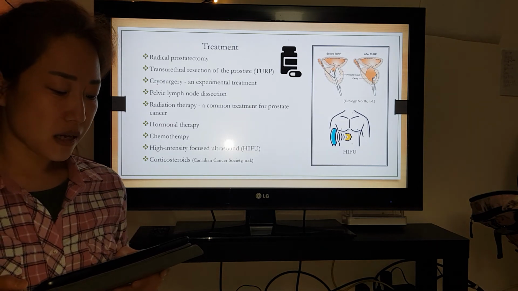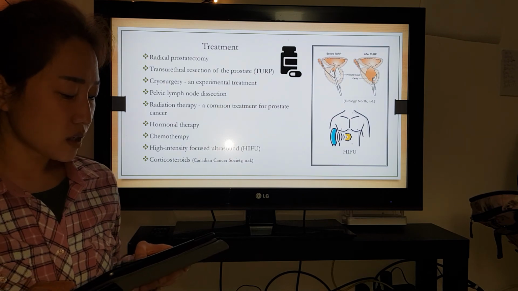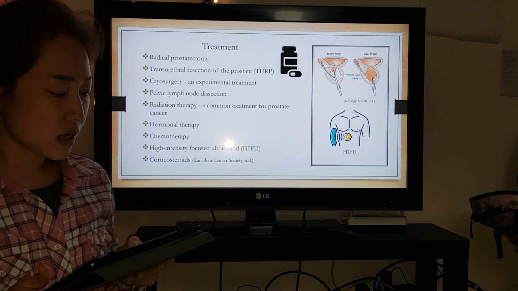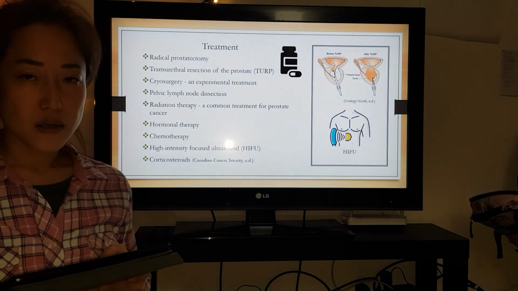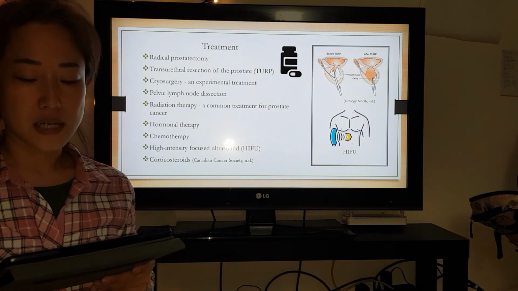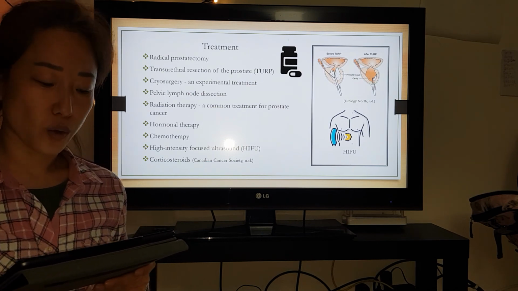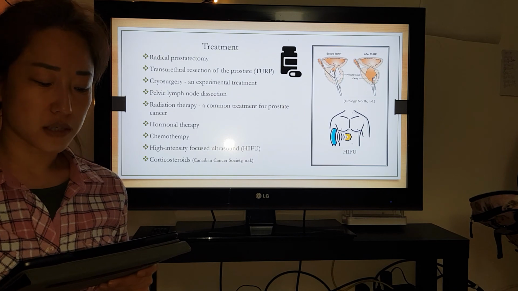The chemotherapy, high intensity focused ultrasound. This is high intensity focused ultrasound. Then corticosteroids, which are steroid hormones that act as an anti-inflammatory by reducing swelling and lowering the body's immune response.